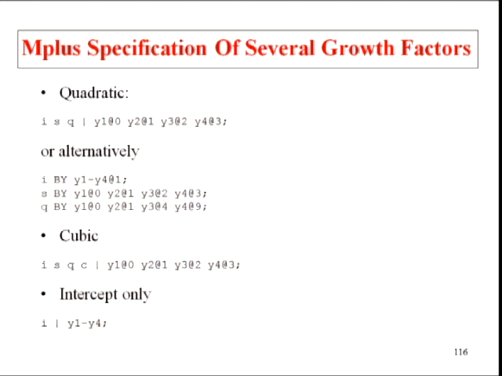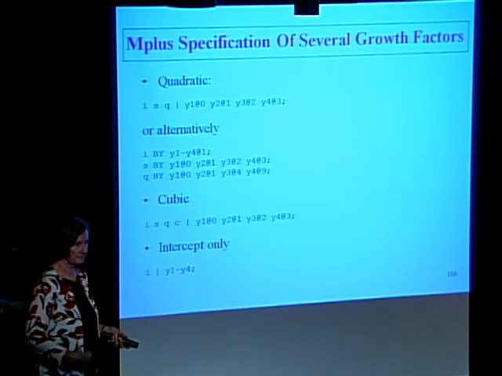And you can also do this for a cubic model by giving 4 names before the bar, and an intercept-only model by just giving 1 name. So the bar statement makes a decision about what kind of growth model it is by how many names it finds before the bar statement.